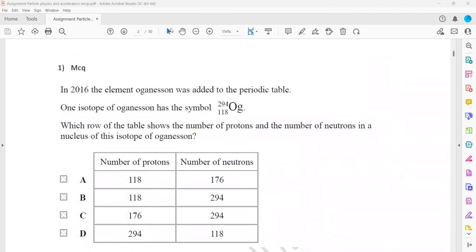So in the first question, in 2016, the element Ganassin was added to the periodic table. One of the isotopes is given. Which row represents the number of protons and number of neutrons? You can also use the chat to state the answer.